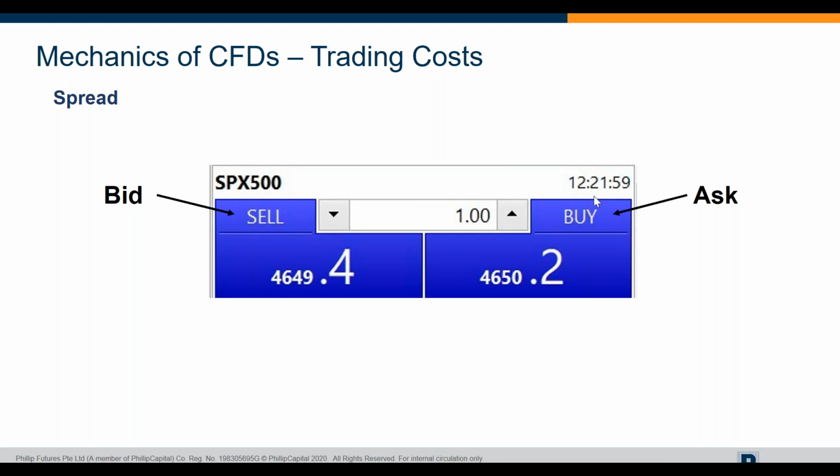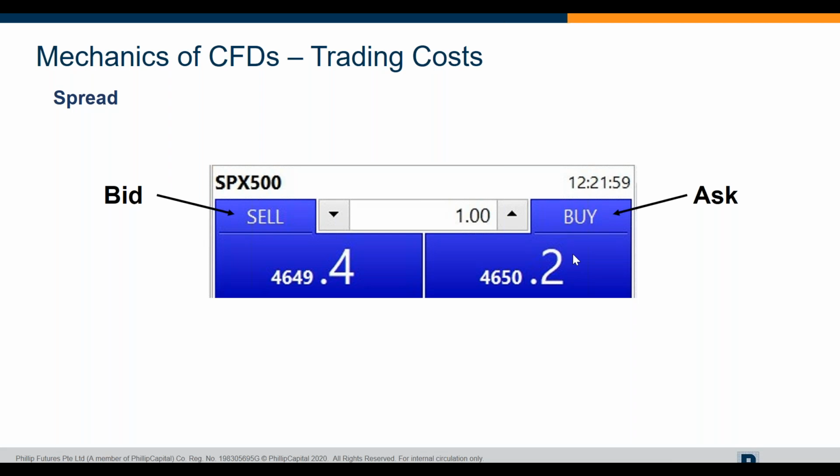So when you're looking to buy, this would be the price that you're buying. And when you're looking to sell or short, or to close a long position, you'll be looking at the sell price. I think the buy and sell are pretty straightforward, I just felt the need to clarify on the bid and ask.